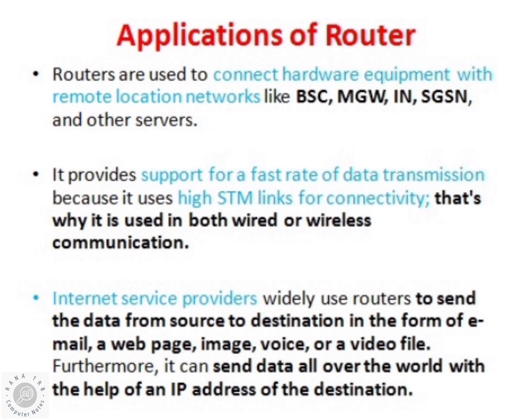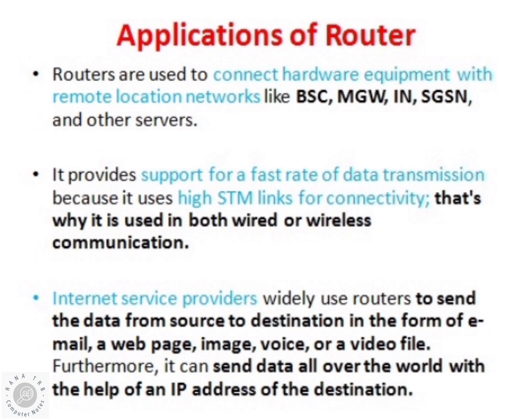Applications of router. Here the router uses hardware equipment with remote networks like BSC, MGW, IN and SGSN, and it also supports a fast rate of data transmission because it uses high-speed STM links for connectivity, both wireless and wired. It is also used by internet service providers, who widely use routers to send data from source to destination in the form of email, web pages, videos, voice, etc. And it will send the data all over the world with the help of the IP address of the destinations.